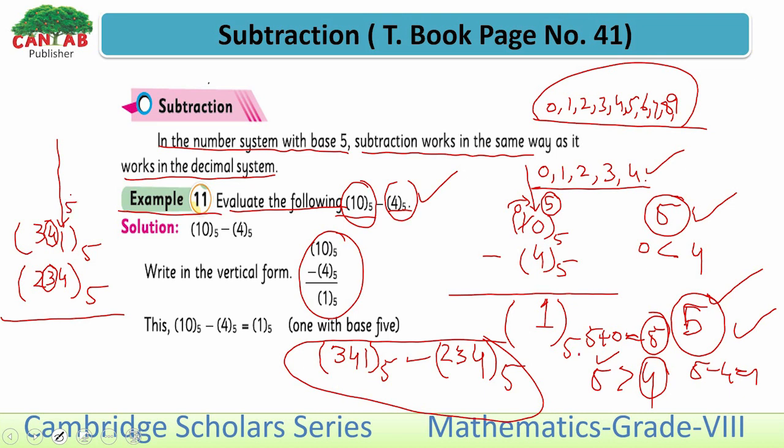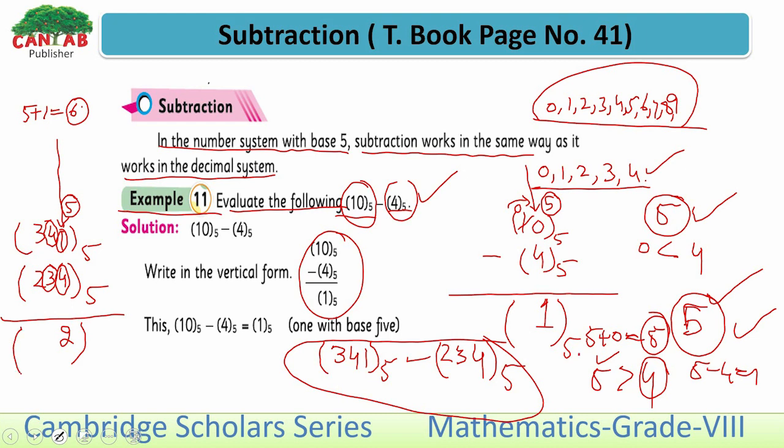That is the base number. So base number plus the first number in the first column, that will be equal to 5 plus 1, that is equal to 6. Now subtract 4 from 6. You will have number 2, that is in base 5.